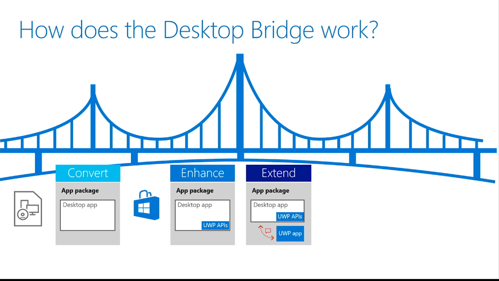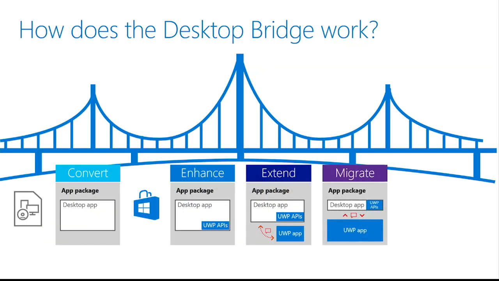Also, now that your package is a Universal Windows app package, you can add more components to it that are UWP features. You can add background task components, you can add app services, you can add components that contain modern XAML UI, and so on and so forth. This also now enables you to migrate your code from your desktop process over to UWP processes.